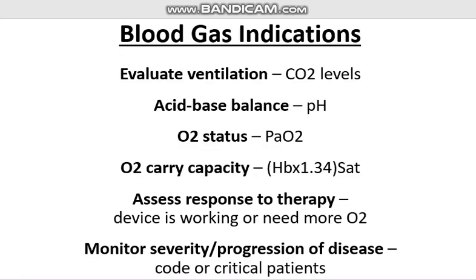Respiratory 102. Blood gas analysis. The 6 blood gas indications are to evaluate ventilation, which is the CO2 levels. Check the acid-base balance, which is pH. Check the O2 status, which is the PaO2. Check their O2 carry capacity.